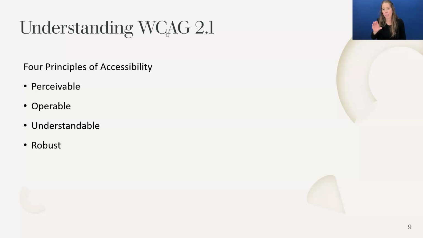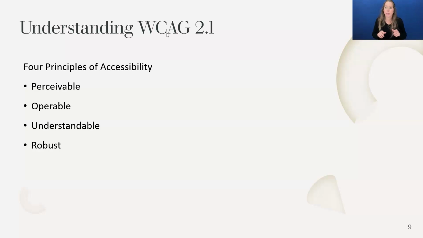WCAG provides four principles of accessibility: perceivable, operable, understandable, and robust. And so again, as I mentioned, in the ADA Title II changes, they're referencing that web accessibility has to meet the WCAG 2.1 guidelines. Perceivable: basically information must be presentable to users in ways that they can perceive. So for example, providing alt text for images or closed captions, which is what we're talking about today for videos.